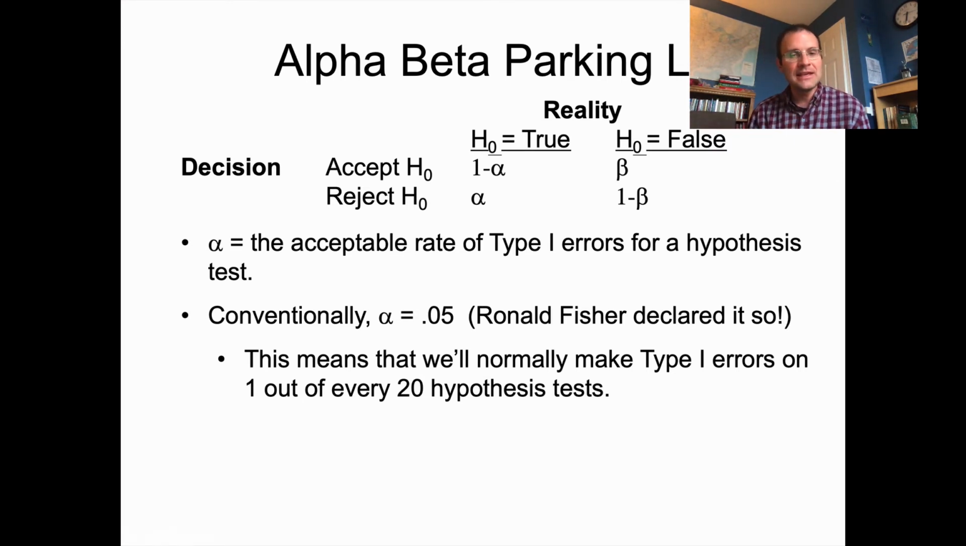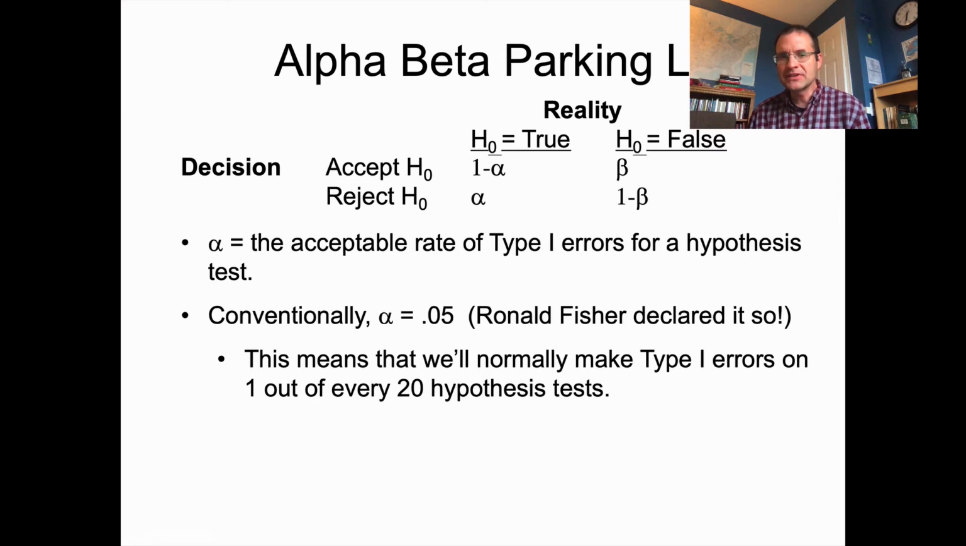But he made the decision for us that it's okay to make type 1 errors on about 1 out of every 20 hypothesis tests. So this is that 95% number, again, that we've seen before, because 5% of the time we're going to be making mistakes when our null hypothesis is true. And then 95% of the time we're going to get the right answer, as it were.